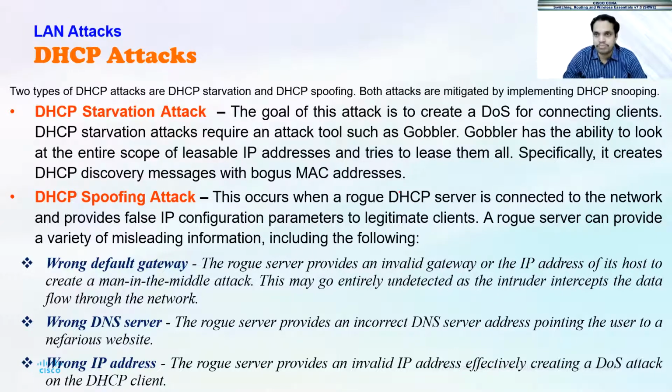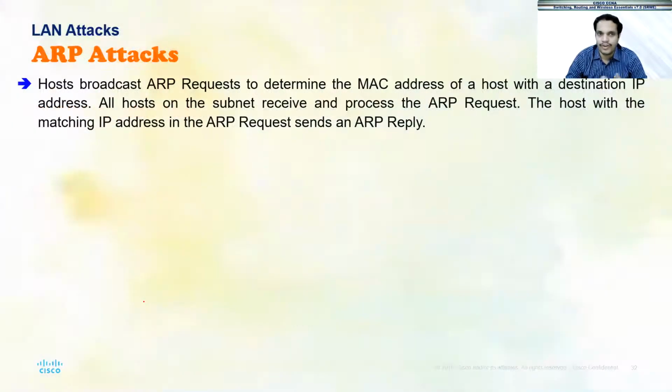It can send different types of misleading information, including the wrong default gateway. It can also send a wrong DNS server, thereby directing your request to a nefarious website. The third one is a wrong IP address. It can provide an invalid IP address so that the client will never be able to connect to the internet. So these are the things that can happen. So, the DHCP starvation attack and the DHCP spoofing attack.